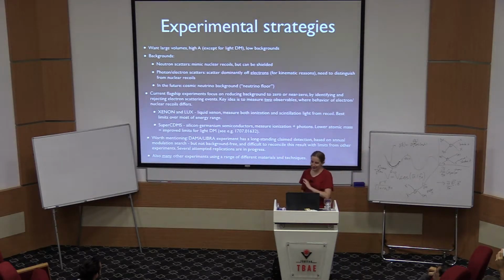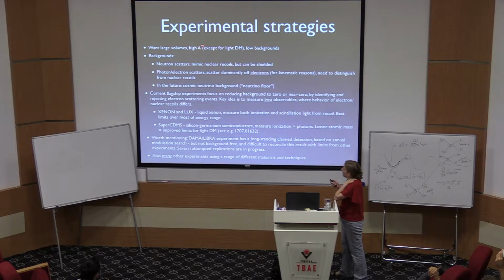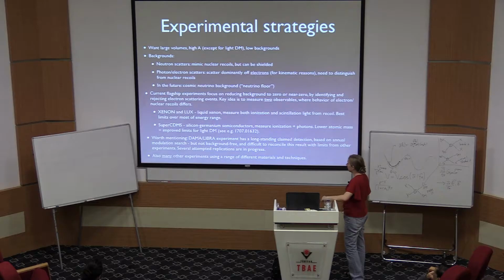Okay, I'm just going to summarize this briefly. In general, for these experiments, you want big volumes. You want high A, except that this makes it harder to see light dark matter. If you have a heavier target, then you start to get penalized on recoil energy. You want low backgrounds.